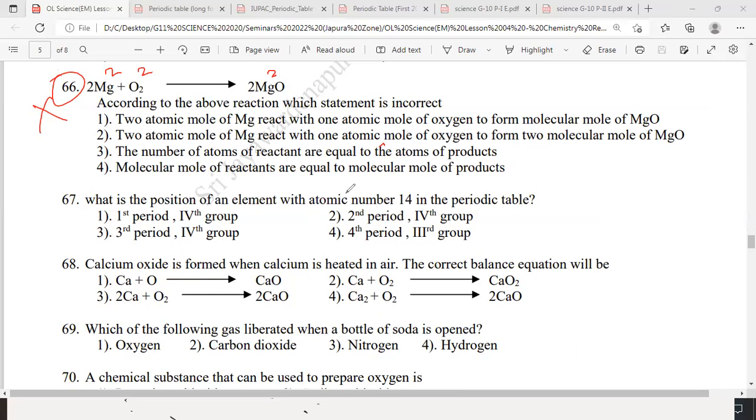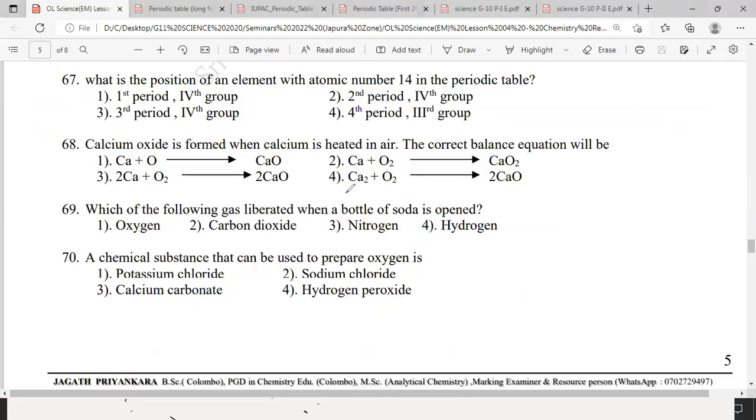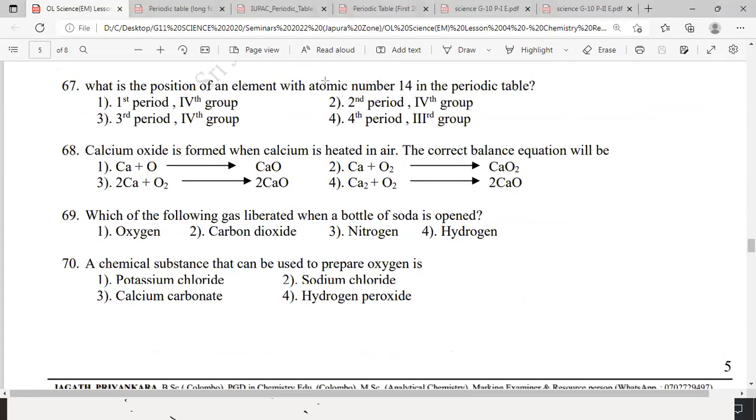Question number 67. Atomic number 14, configuration 2, 8, 4. That is silicon. No other element has atomic number 14 other than silicon. So then you get what? Group 4, because the outermost shell has 4.